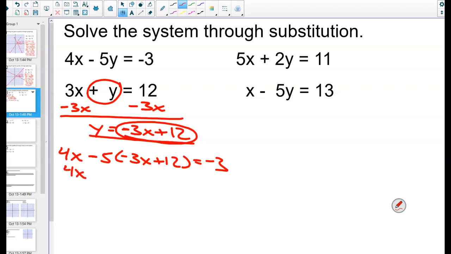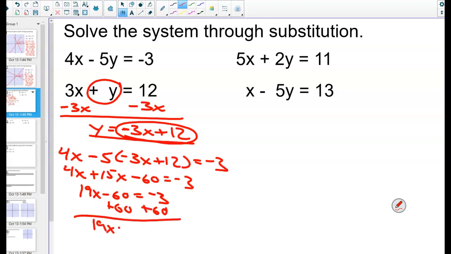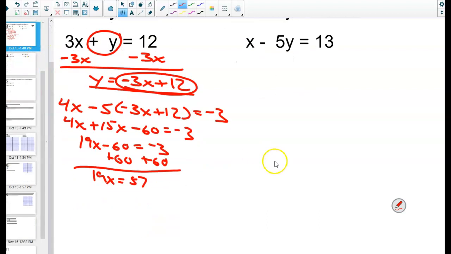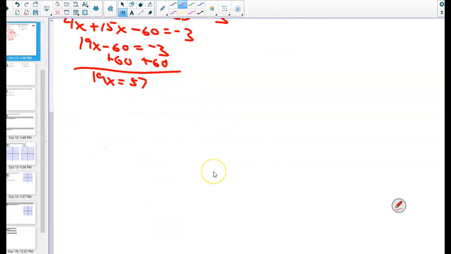Negative 5 times negative 3 is positive 15x. Negative 5 times 12 is a negative 60, and that equals negative 3. We're going to combine our like terms. 19x minus 60 equals negative 3. And now this is algebra 1. We're adding 60 to both sides. 19x equals 57. And then we divide 19 on both sides. My x equals 3.